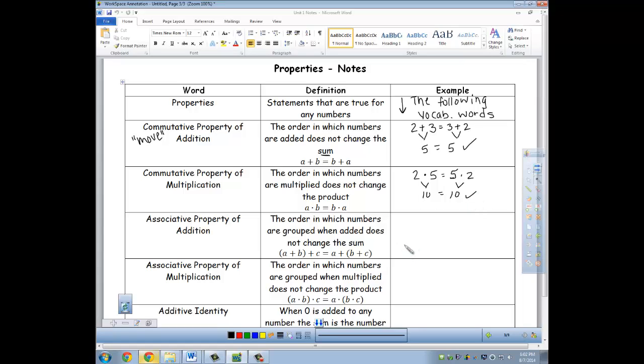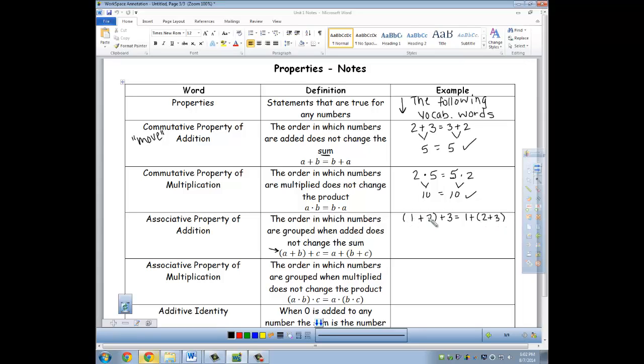The next word is the associative property of addition. It is very similar to the commutative property, but this time it's about how numbers are grouped. So when you have the associative property, you're going to see parentheses. So the definition is the order in which numbers are grouped when added does not change the sum. So let's say we have 1 plus 2 in parentheses, and then plus 3 on the outside, equals, now I'm going to keep the numbers in the same order. I'm just going to move the parentheses around the 2 and the 3.